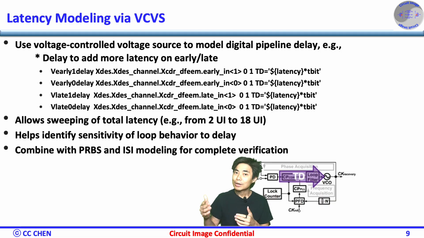It helps explore how latency affects locking and jitter. If a loop becomes unstable or humped, we'll see it clearly. And this method is modular. You can combine it with PRBS stimulus and Laplace filters, which gives you a full verification setup with jitter, ISI, equalization, and latency all included. Now, let's put all these techniques together in one unified framework.